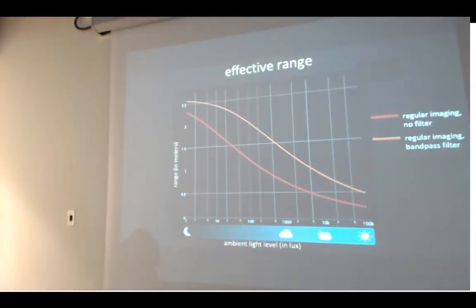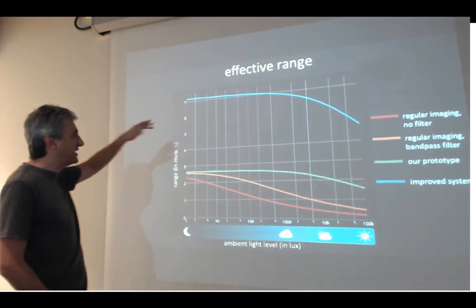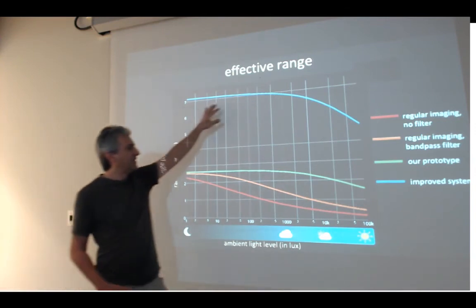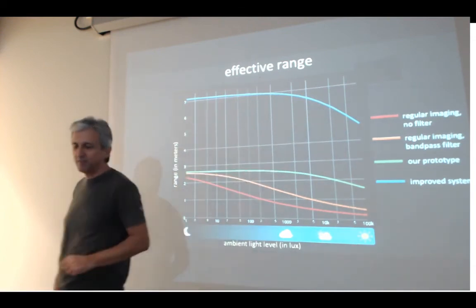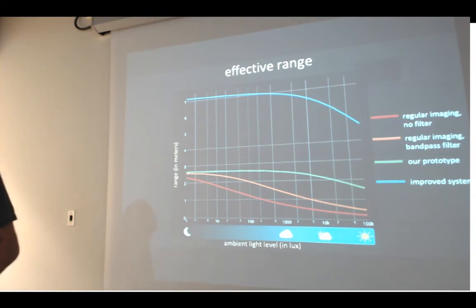I'm not going to go through the details of the analysis, but basically, with an improved version of the prototype, we should be able to go up to about five to seven meters in totally bright sunlight, with the same power that we've used in our current system. So that again gives us the ability to operate outdoors at fairly large distances for personal 3D imaging.